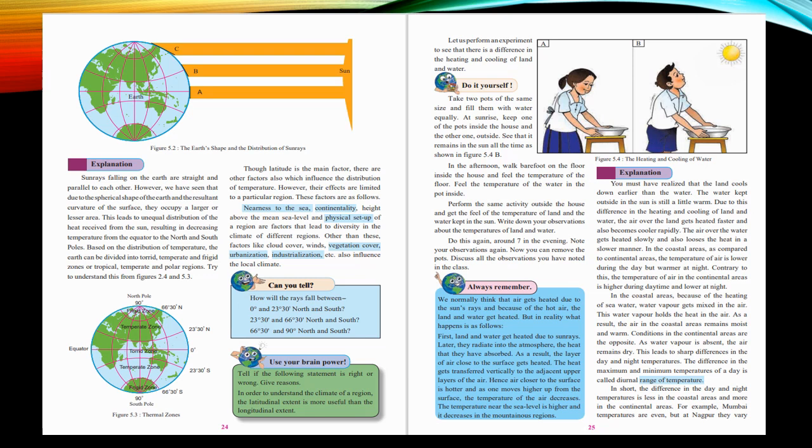Now it's directly opposite in the continental areas, where water vapor is absent and the air remains dry. This leads to sharp differences in the day and night temperatures. Continental areas में क्या होता है, वाटर वेपर नहीं होते हैं, जिसके वजह से वहाँ की एयर ड्राई ही होती है. Yes. So the difference in maximum and minimum temperatures of a day is called diurnal range of temperature.